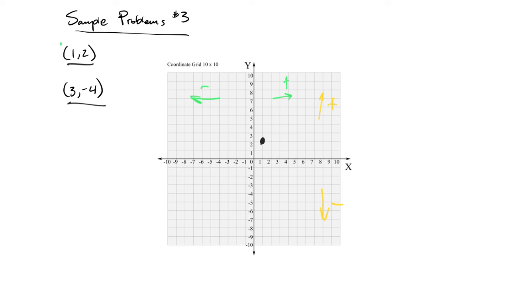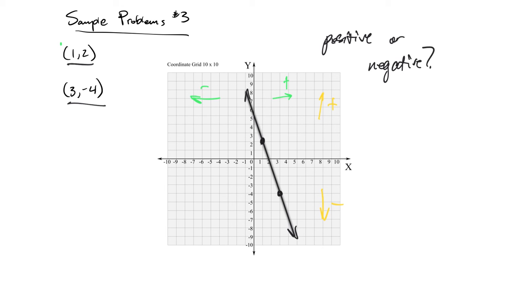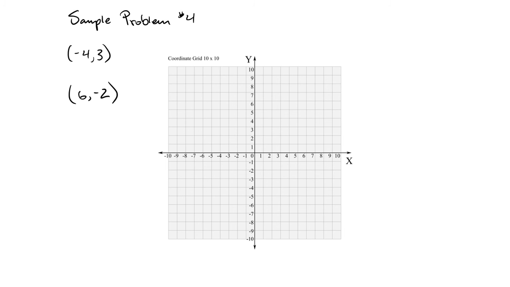Okay. (3, -4) is over 3, down 4. And that's where I'm at. And so let's draw a line connecting these 2 points. Nailed it. Question. Write this down in your notes. Come let me know. Is this slope positive or negative? Come tell me.